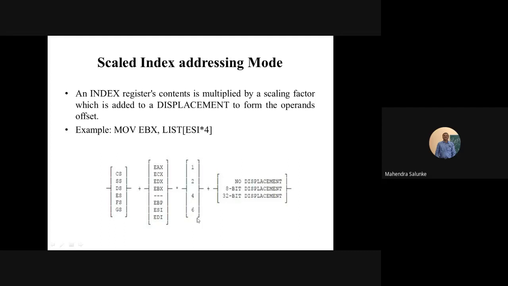Now in this there is a typographical error. The scaling factor is 1, 2, 4, and 8, so that scaling factor you need to change. I will give the updated diagram over here. This is how the scaled index addressing mode works. Whenever we say scale, remember that it is the index register which gets the multiplication factor and not the base. Here it is only the index register which is used.